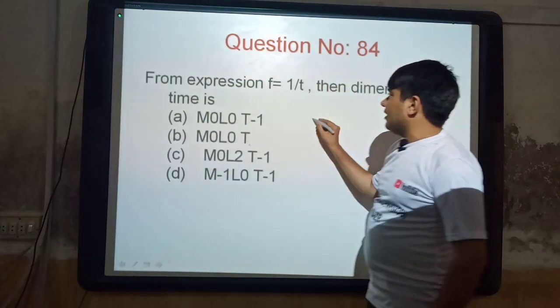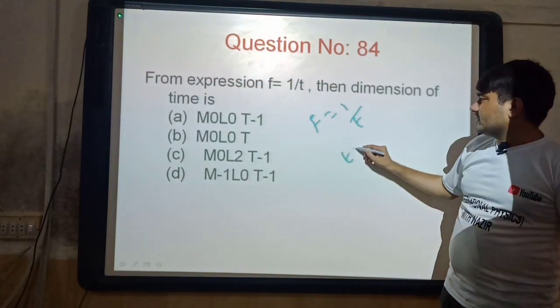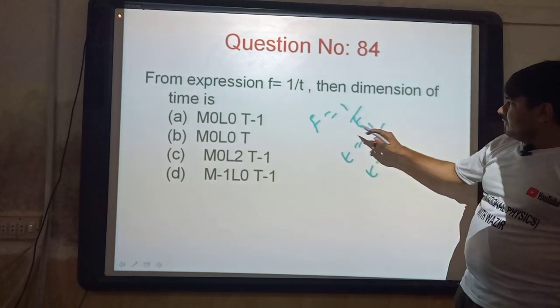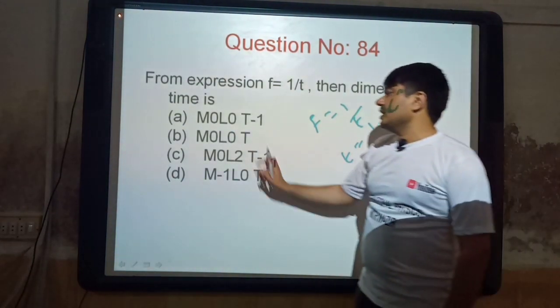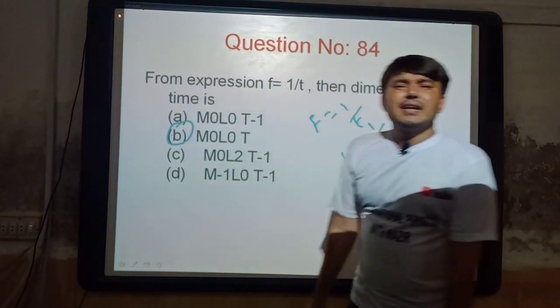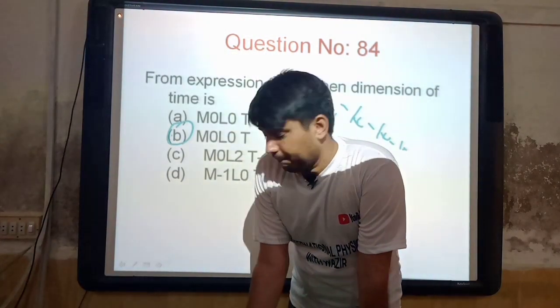From the expression F is equal to 1 upon T, what is the dimension of T? Frequency is reciprocal, it's 1 upon T. So the dimension of T is M^0 L^0 T. In any condition, the dimension of time is T.